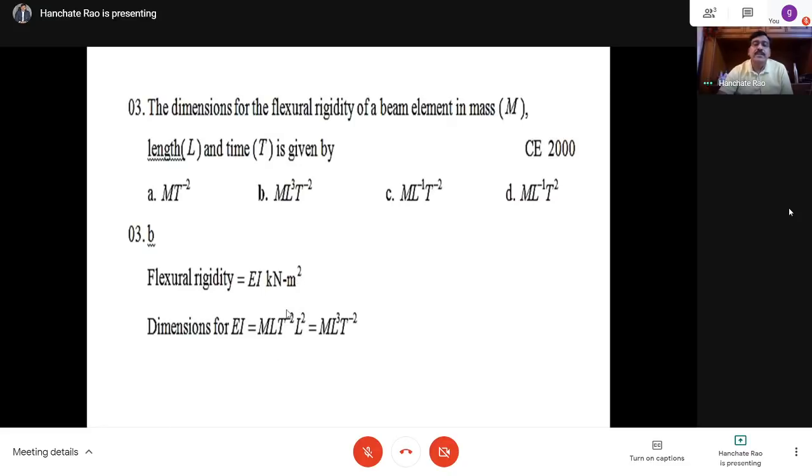Into meter square. Meter square is L square. So if you substitute this, m into L square gives mL cube T to the power of minus 2. This is the dimension for flexural rigidity. So answer B is the correct response.